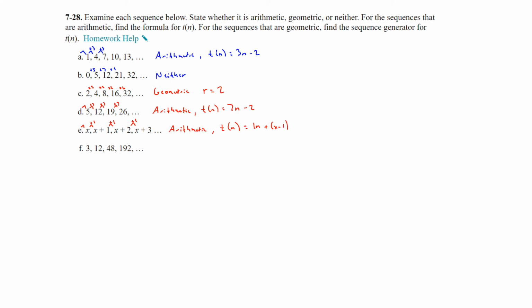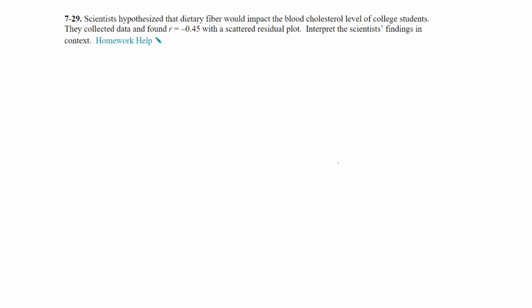And then on the last one, F, the numbers are going up too quick to be adding a constant, so we can look at multiplication. 3 times 4 is 12. 12 times 4 is 48. 48 times 4 is 192. So it is geometric on this one, and we just need the R value, and since we're multiplying by 4, that is our sequence generator, so R is equal to 4.